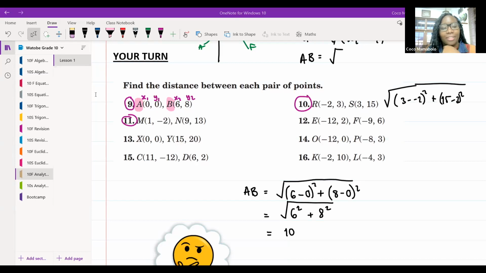What's going on? I made a mistake from the start. All my answers are going to be different because from the brackets of 0, 0, I made x1 and x2 when I was labeling. Oh, you made these x1 and x2.